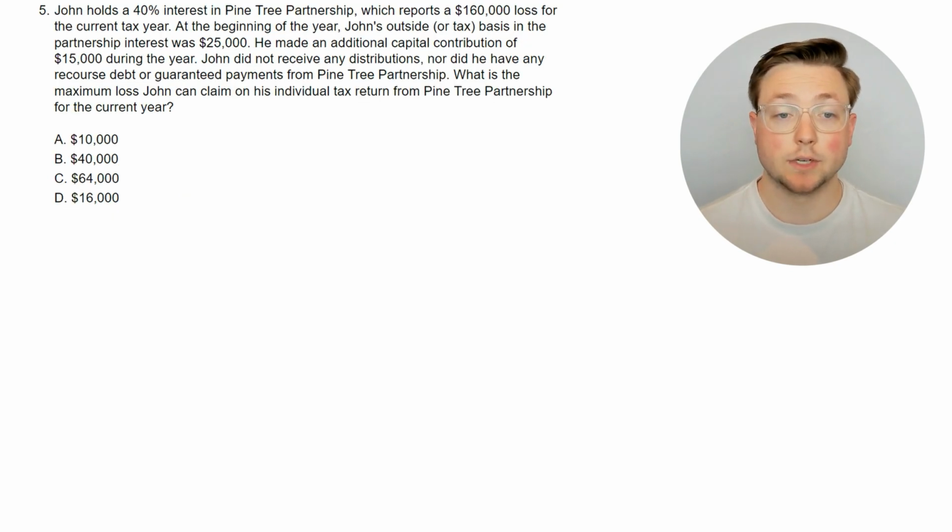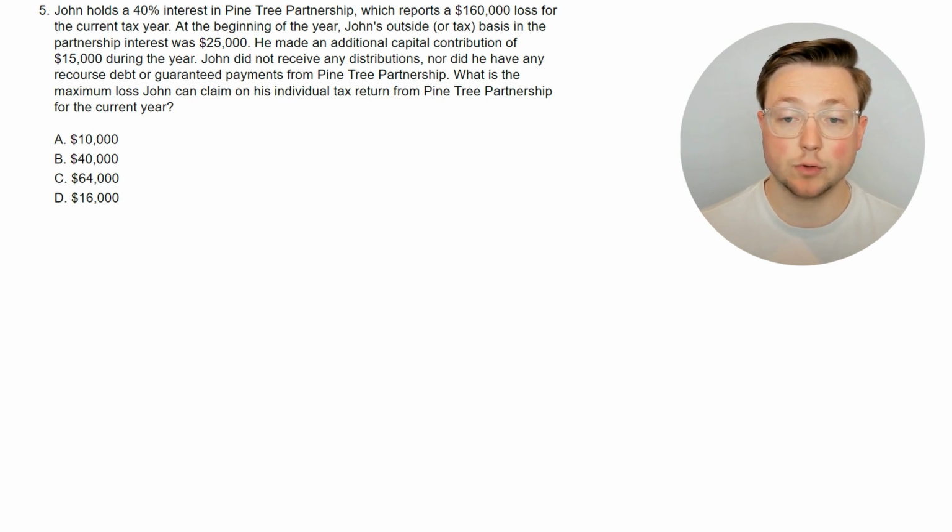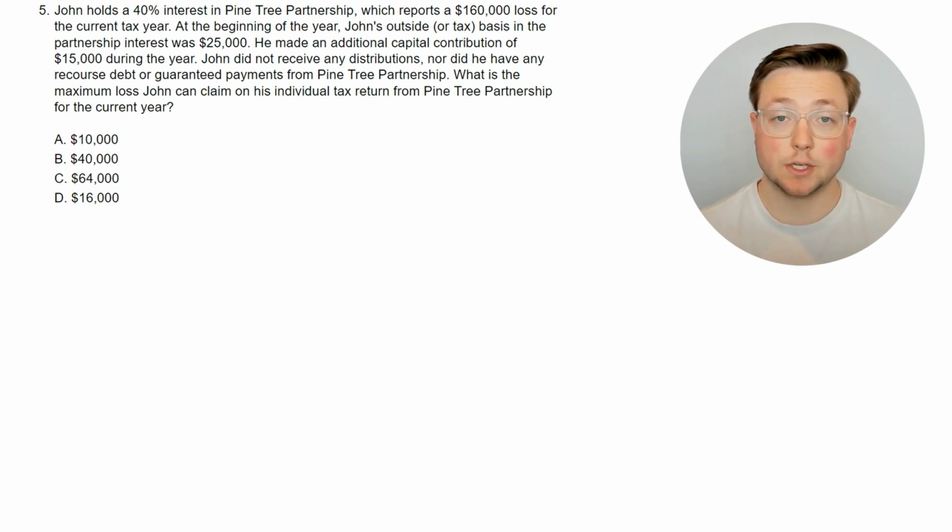All right, here is question 5. John holds a 40% interest in Pine Tree Partnership, which reports a $160,000 loss for the current tax year. At the beginning of the year, John's outside or tax basis in the partnership interest was $25,000. He made an additional capital contribution of $15,000 during the year. John did not receive any distributions, nor did he have any recourse debt or guaranteed payments from Pine Tree Partnership. What is the maximum loss John can claim on his individual tax return from Pine Tree Partnership for the current year?